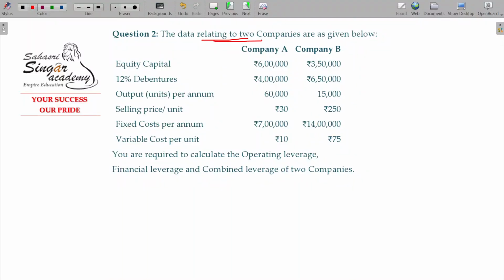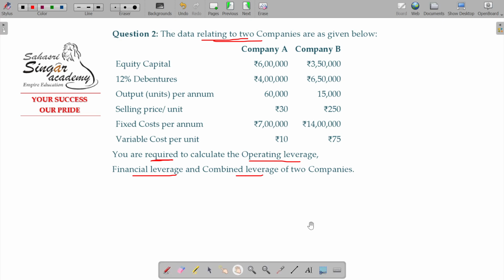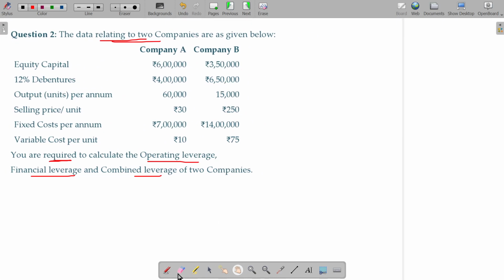The data relating to two companies are as given below. What is the requirement? You are required to calculate operating leverage, financial leverage and combined leverage of the two companies. Okay, let's see. We start with the selling price.